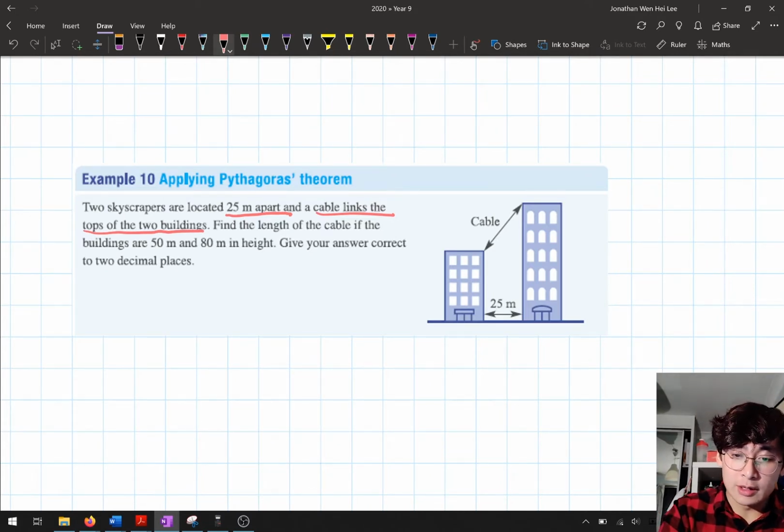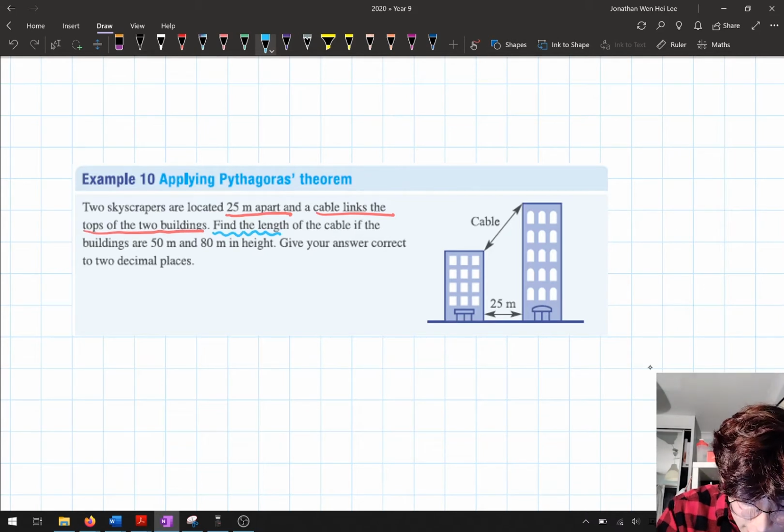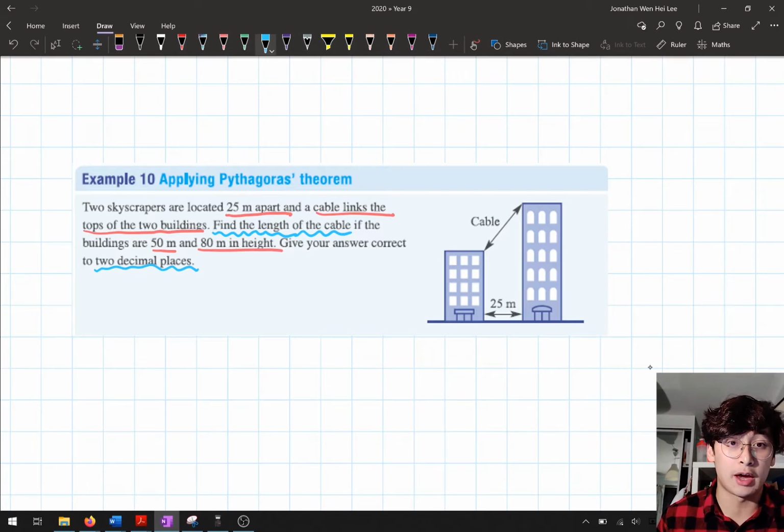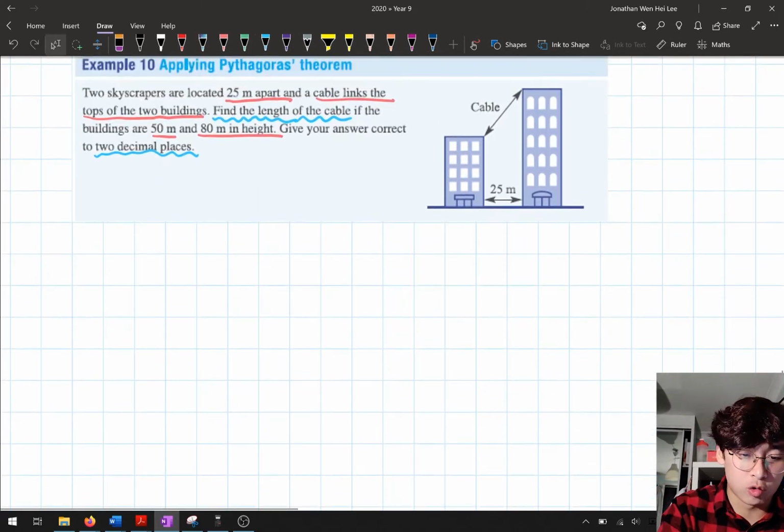What the question is asking us here is that we want to find the length of the cable if the buildings are 50 meters and 80 meters in height. And the final thing is we want to find the answer to 2 decimal places. Okay, so I've labeled the important information. I'm just going to draw out this diagram and include that important information.